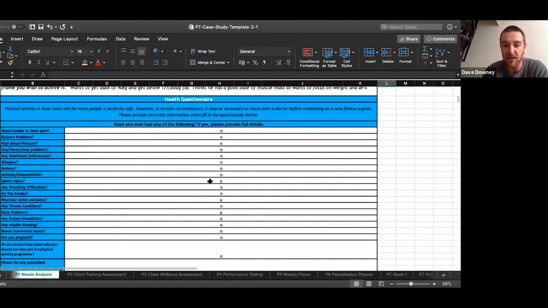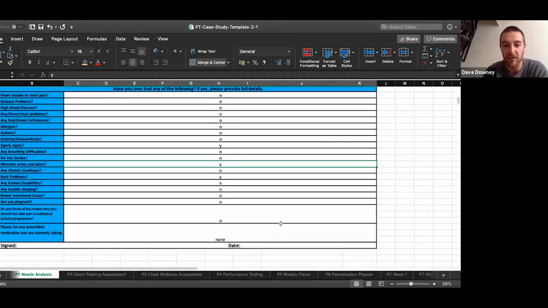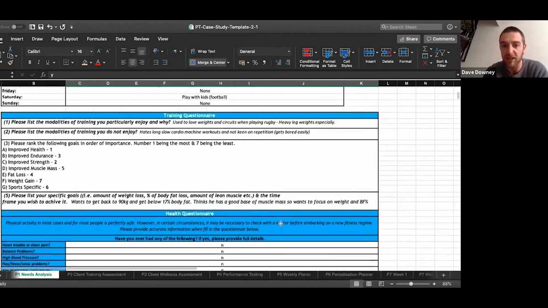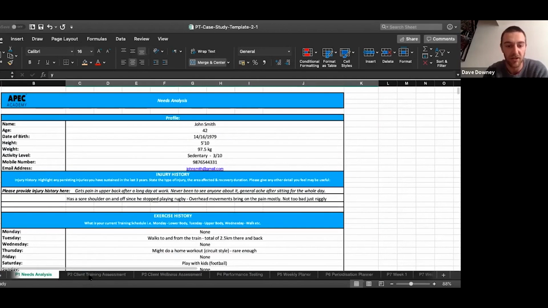Then the health questionnaire. The only yeses we've got, which are actually really important and are missed quite often, are sports injury, which he had, several bangs through his career, and muscular aches and pains. Again, he's talking about the shoulder and the upper back, which we've just touched on.